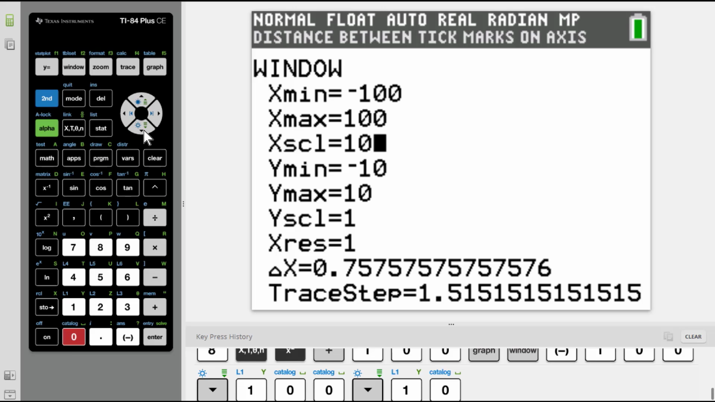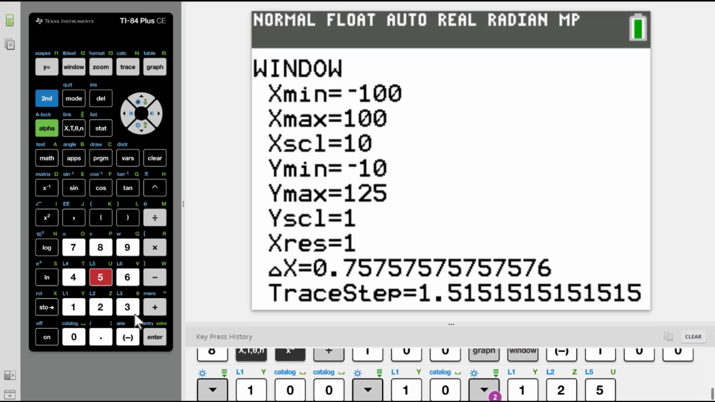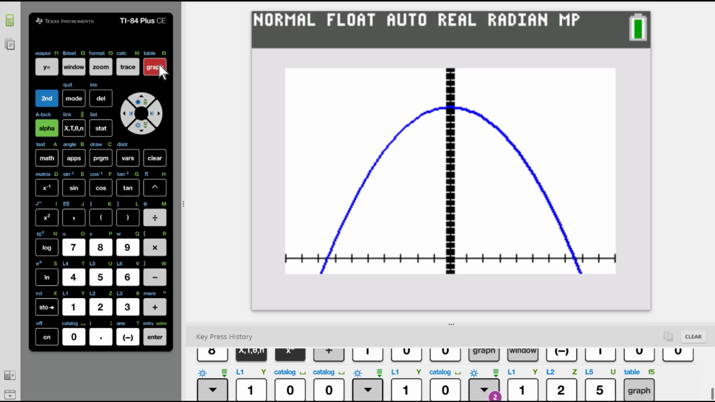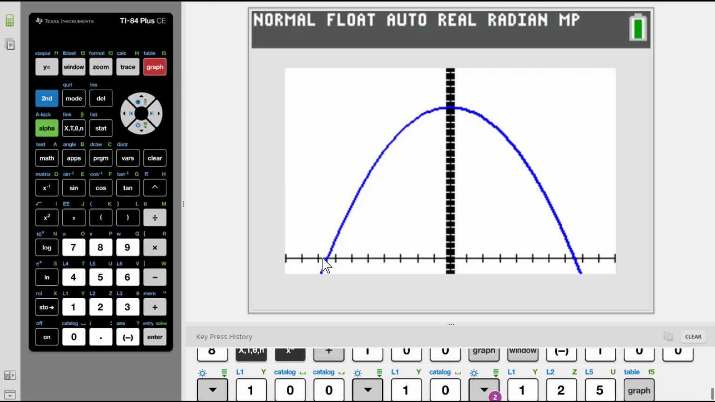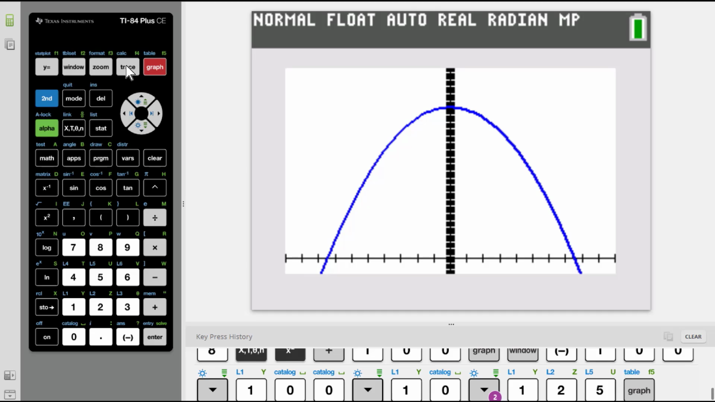Then we're going to go down to our y. Our y min could stay at negative 10 because we don't really need anything below the x-axis, but we do need to make sure we can see the y max. So then I'm going to hit graph, and you can see where the equation goes. So this is 10, 20, 30, 40, 50, 60, 75. So that's negative 75.